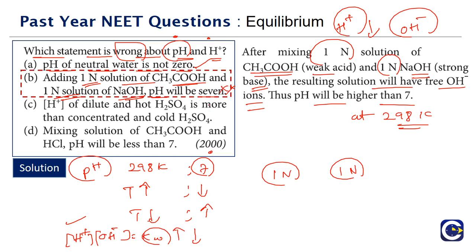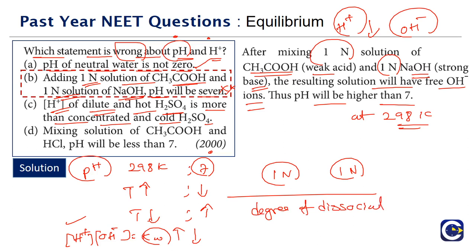So we can look at the others also. Option C is saying that H+ of dilute and hot H2SO4 is more than that of concentrated and cold H2SO4. See, hot and dilute means the degree of dissociation is going to be almost equal to 1. Even for the so-called strong acids, it will be almost equal to 1.